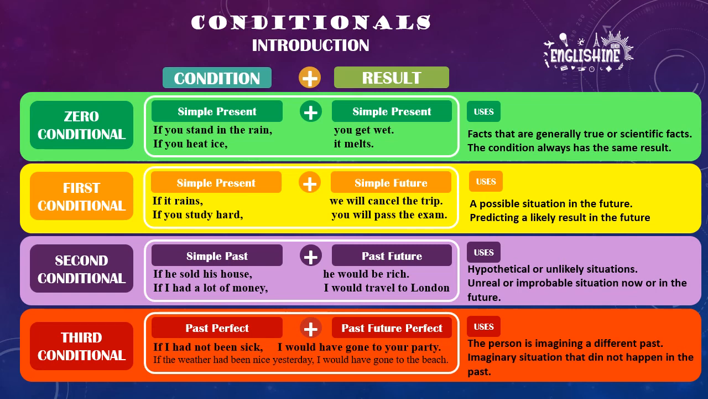So, in general, zero conditional refers to fact and general truth. First conditional and second conditional refer to the present time and future. And the first conditional is possible to happen, and the second conditional is impossible to happen. And the third conditional refers to the past.